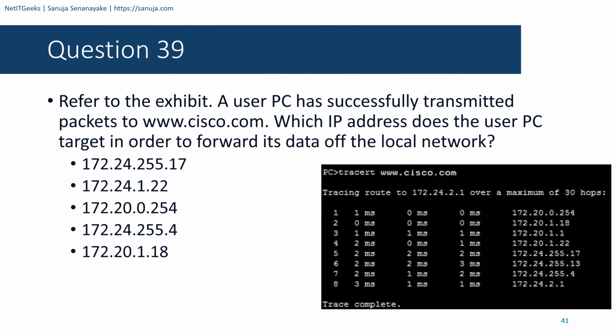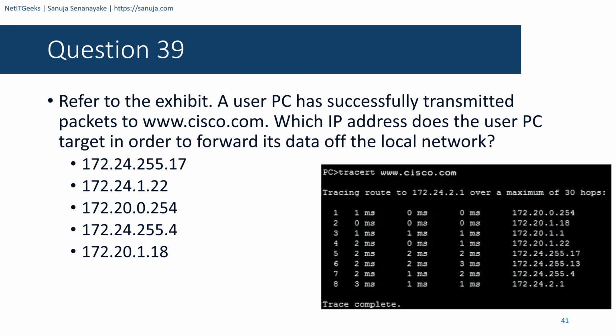Question number 39. Refer to the exhibit, which is on the bottom right hand corner. A user PC has successfully transmitted packets to www.cisco.com. Which IP address does the user PC target in order to forward its data off the local network? So it's asking what IP address the PC has targeted in order to send data off the local network.